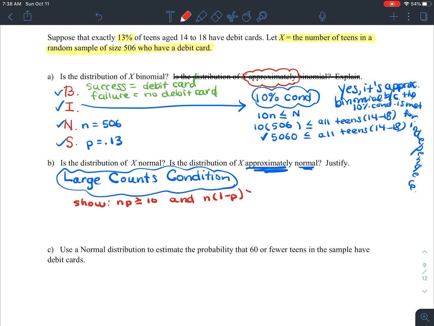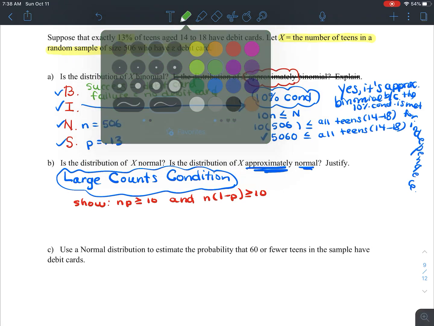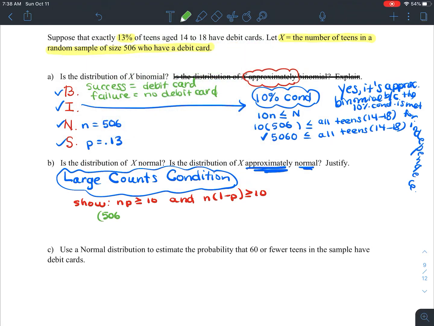Okay, here's what we have to show, and of course on the AP test you don't have to be writing this down, but what has to be shown is that if you take the number in your sample times the probability of a success, that's going to come out, and again, this is the expected number of successes. So in 506 teenagers, we would expect roughly 65.78 of them to have a debit card. And then over here, we're taking the number of trials times the probability of a failure, and in 506 teenagers, we would expect roughly 440.22 of them to not have a debit card.